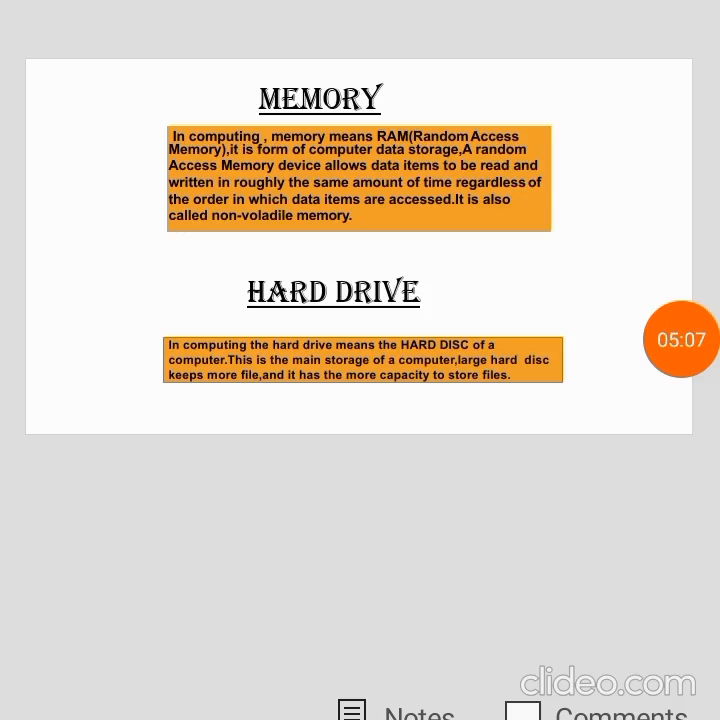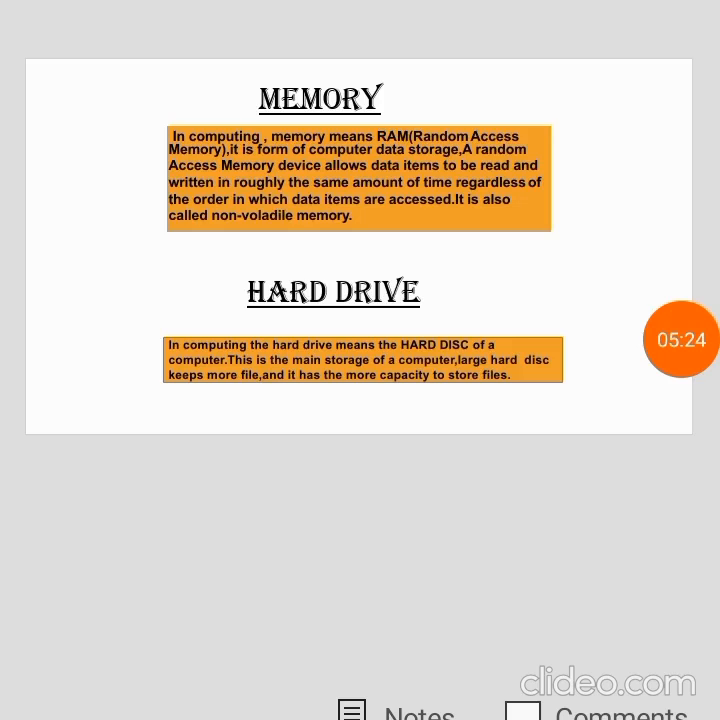A random access memory device allows data items to be read and written in roughly the same amount of time regardless of the order in which data items are accessed. It is also called as non-volatile memory.